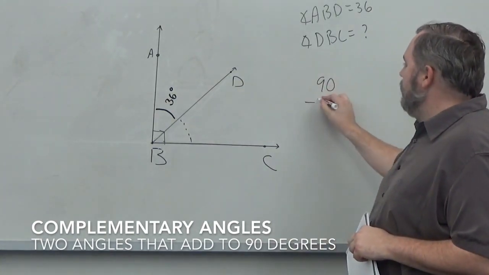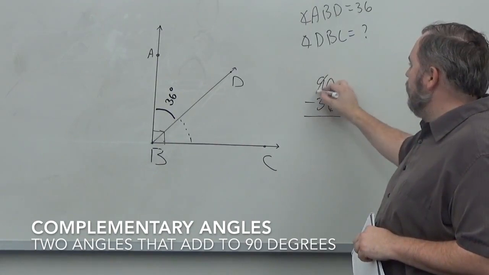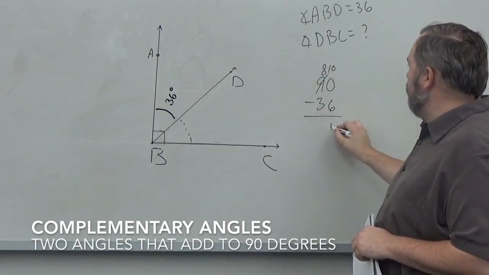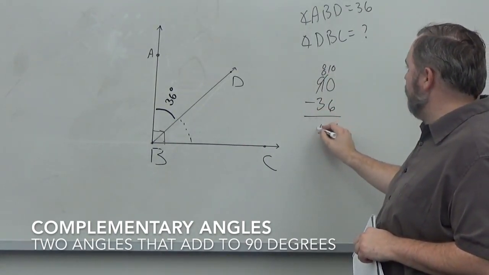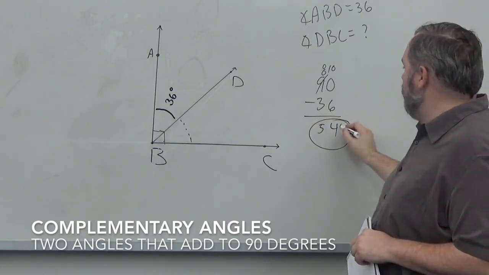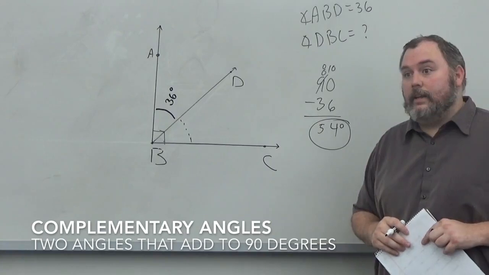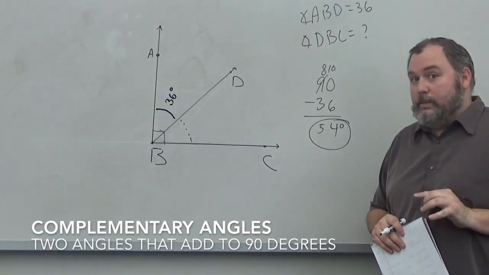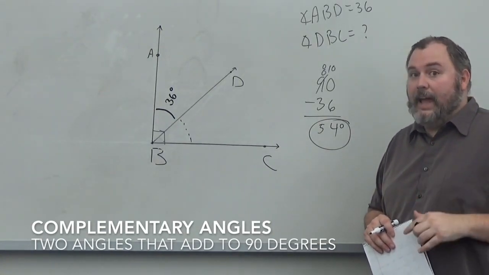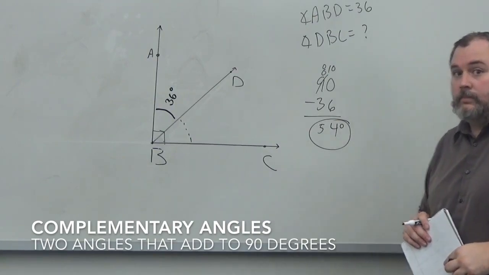So 90 minus 36. This goes to 8, this becomes a 10, this is a 4, this right here becomes a 5, so 54 degrees. 36 plus 54 does equal 90. So, complementary angles are when two angles add up to 90 degrees.